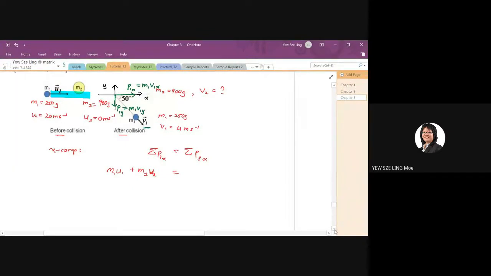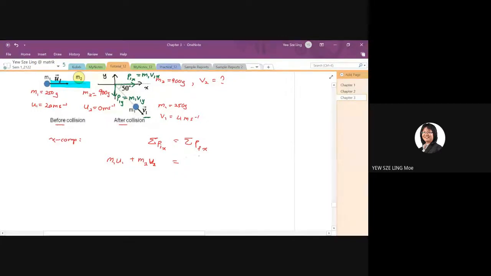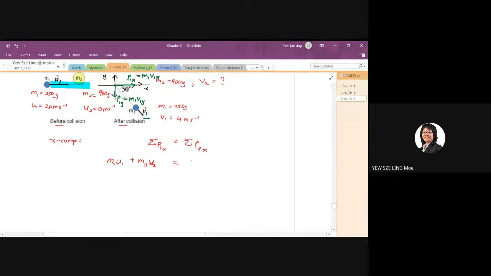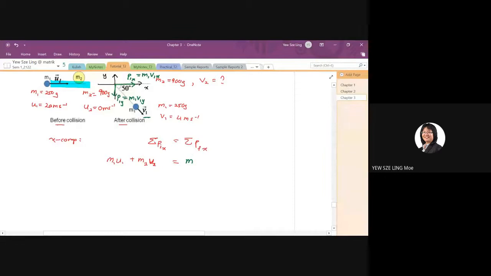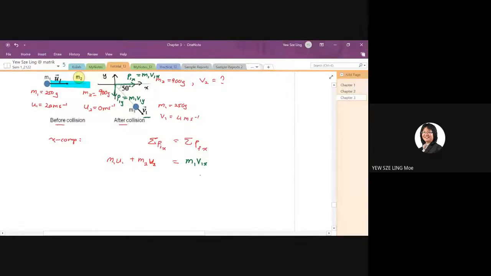So since I'm looking at the x component right now, what am I going to do here? I'm just going to write down p1x: m1 v1x. Okay, so the momentum along the x component, the final momentum for object 1 along the x component.